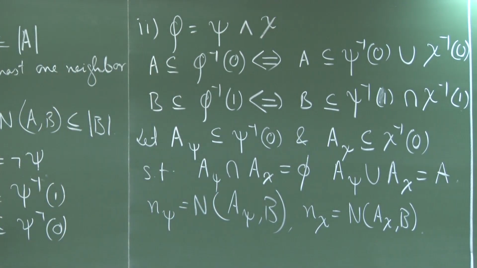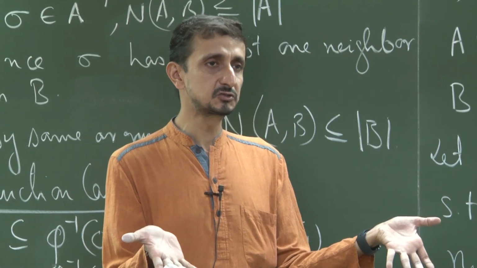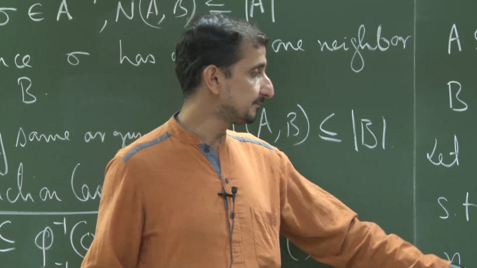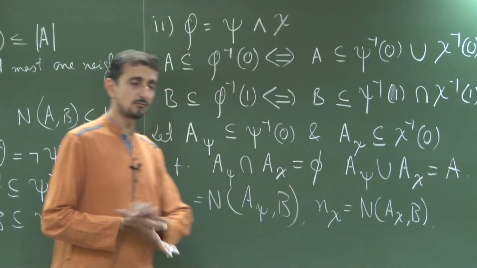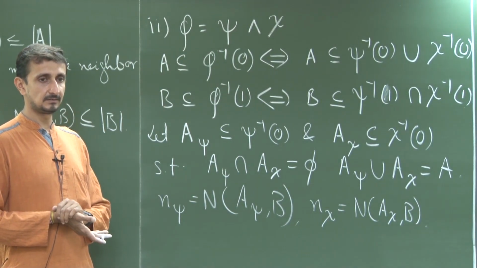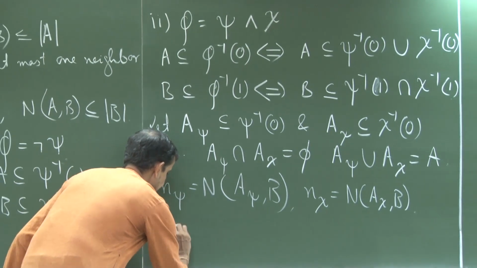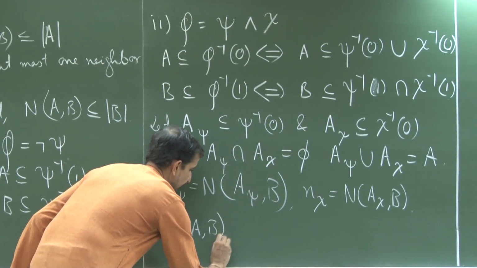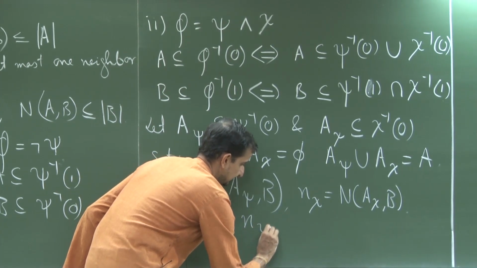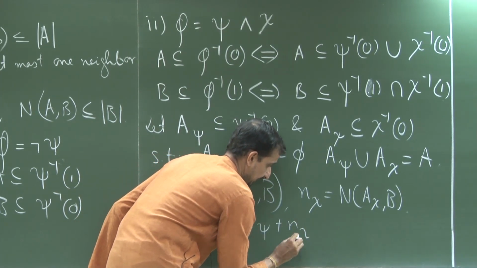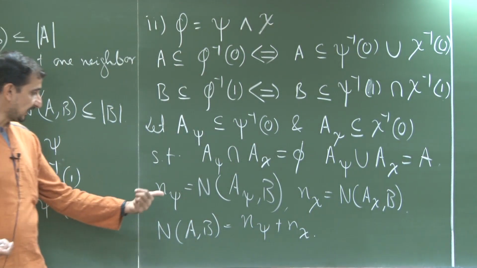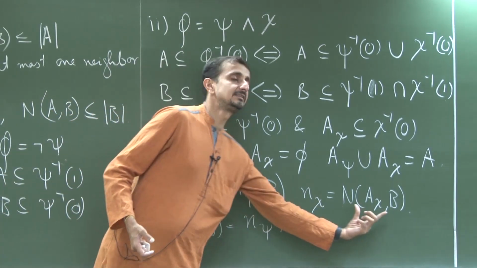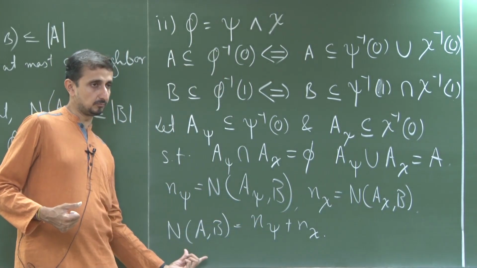So, what was N_AB? N_AB is all those tuples such that the first element belongs to A and the second element belongs to B and they are neighbors. Now, I am partitioning A into A_psi and A_chi. So, what would be the relation? Exactly. N_AB is nothing but N_psi plus N_chi, because each tuple I can decide to put either in this set or in this set, each tuple belonging over here.